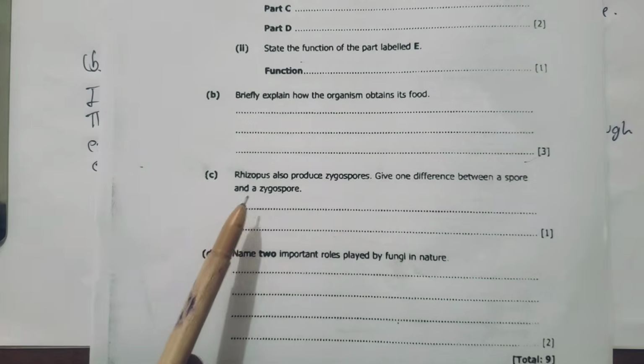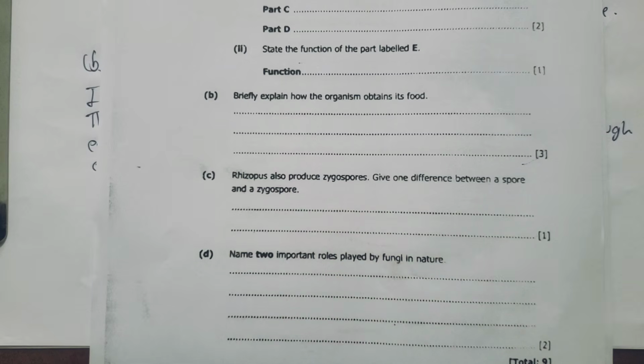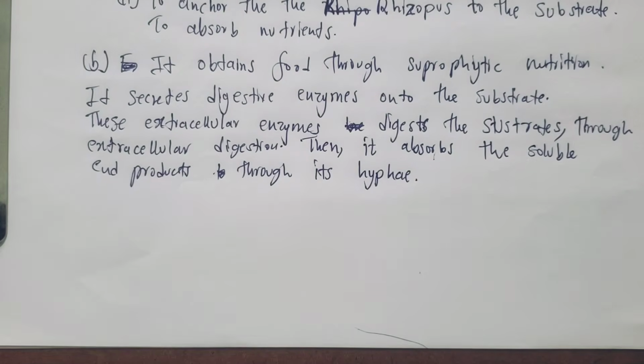Then we go to the next, which says Rhizopus also produces zygospores. Give one difference between a spore and a zygospore, and it is carrying 1 mark. The main difference is that a spore is a single cell, while a zygospore is made up of 2 similar cells. I hope you get the difference.